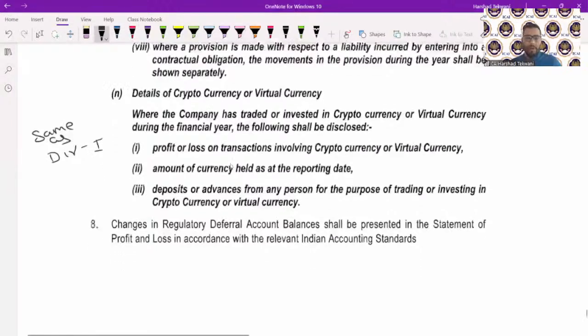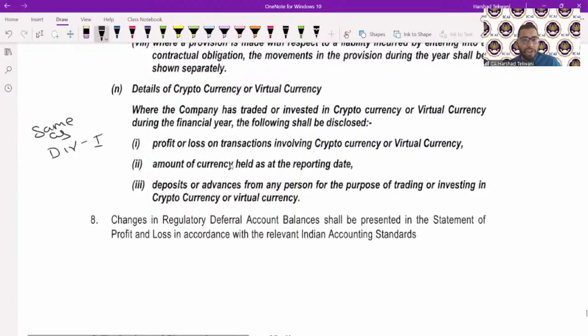This is something different over here. Changes in regulatory deferral account balance shall be presented in the statement of profit and loss in accordance with the relevant accounting standard. If there are any regulatory deferral account balances, then you need to disclose the same as per the relevant accounting standard. That is subjective and case-to-case basis, which is not applicable in the case of NDS. So this is different.